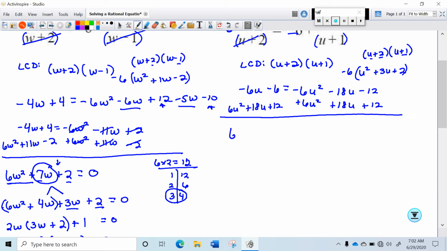So I have 6u squared. 18 take away 6 is 12u. 12 take away 6 is a positive 6 equals, opposites cancel, 0. Now I'm going to simplify this before I factor because I noticed that I can divide all these by 6. So just do that. I'm taking a 6 out, so I get u squared plus 12 divided by 6 is 2u plus 6 divided by 6 is 1 equals 0.